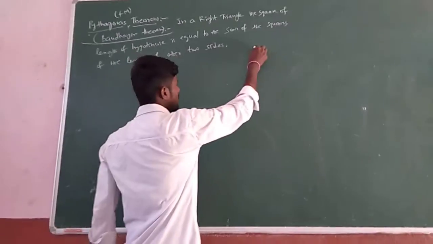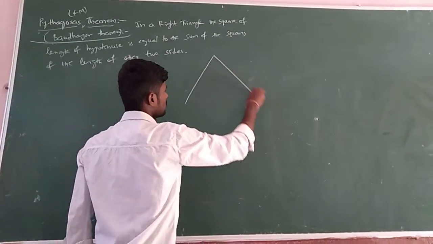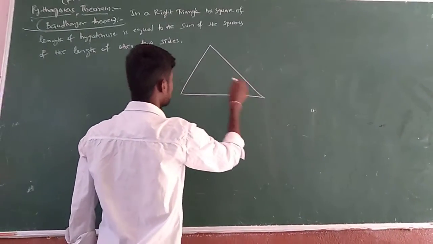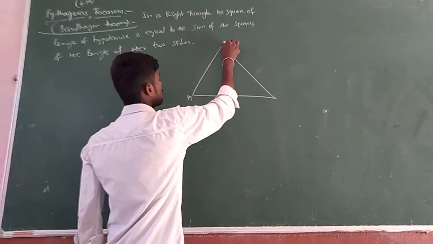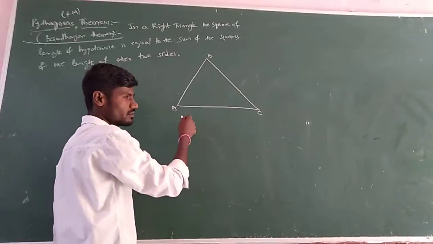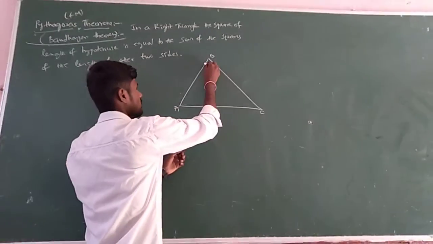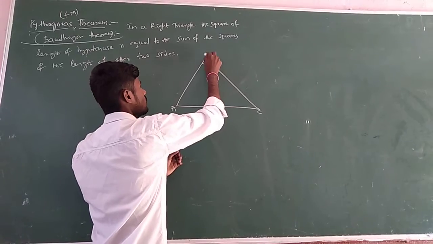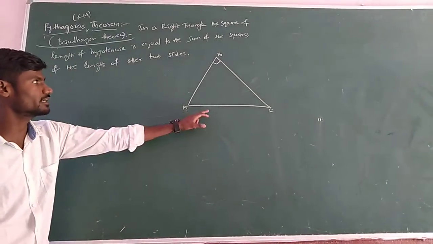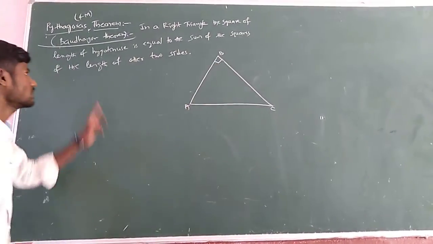Suppose let us consider a right angle triangle here. Suppose I am taking a right angle triangle ABC. But here, if you look, it is not a right angle triangle. But now see here, now it is a right angle triangle. Right angle at which vertex? At B. So let us prove the theorem.